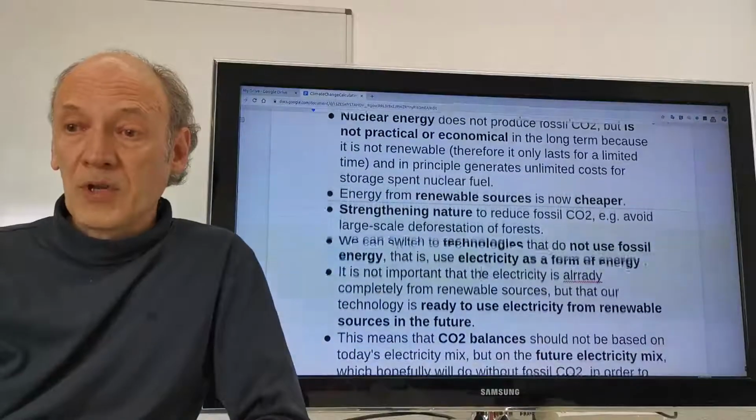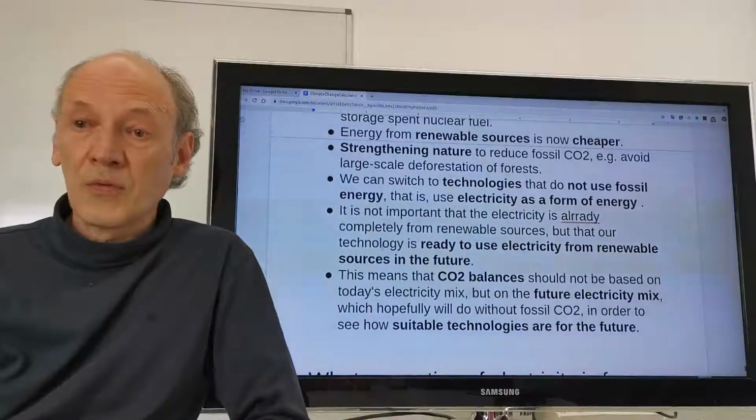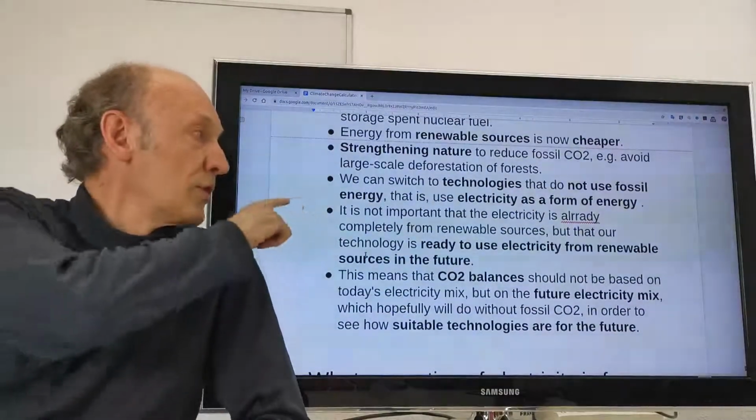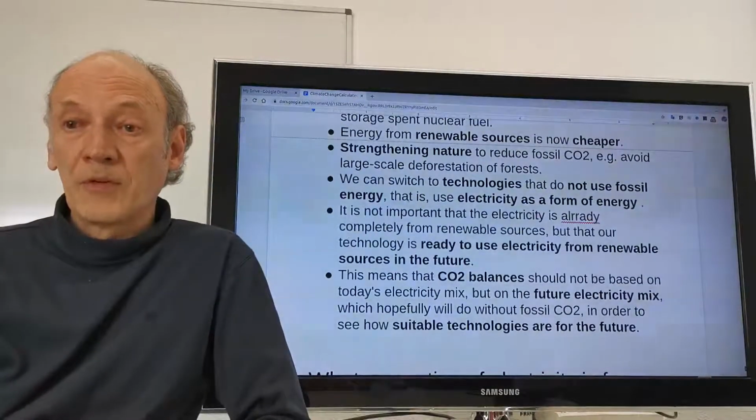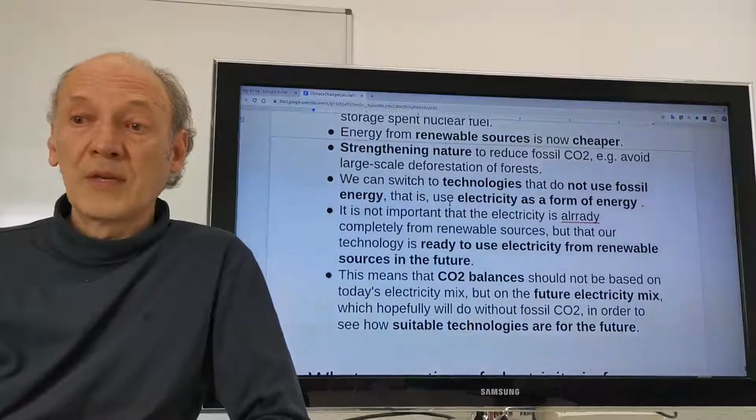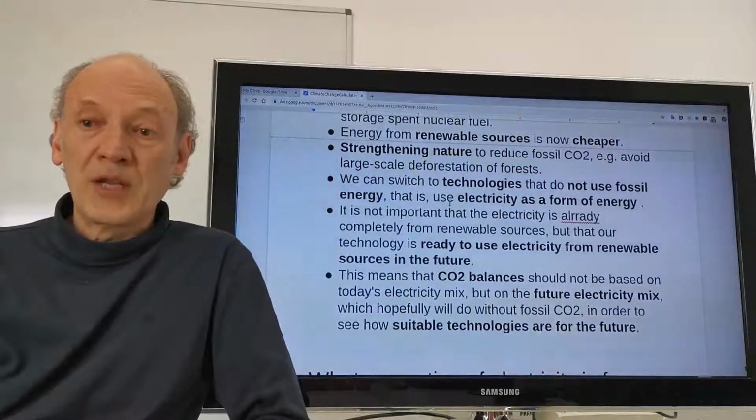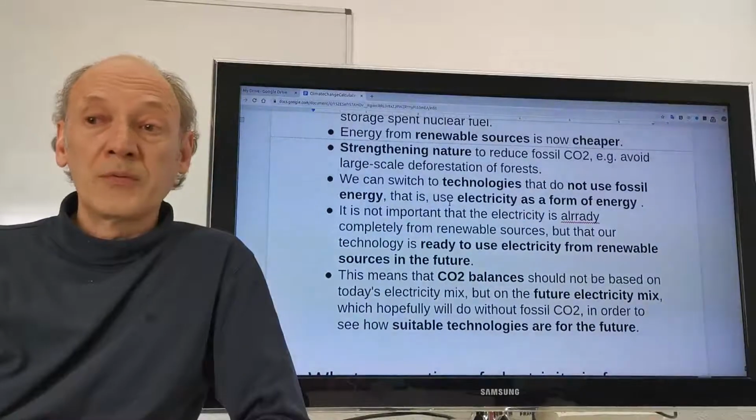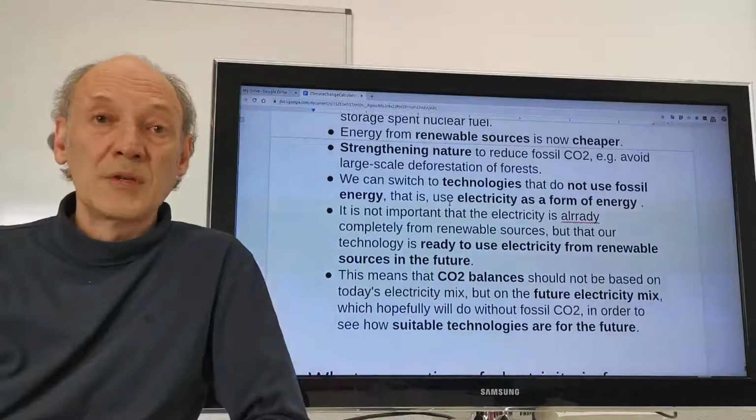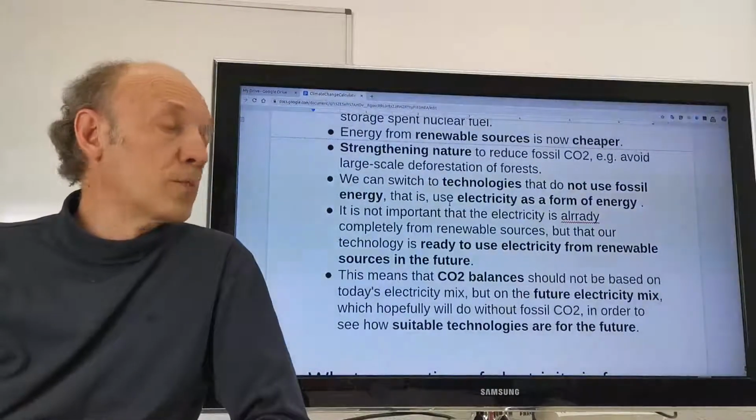So we can switch to technology that does not use fossil energy. This technology is already there. We just have to use it. So there is technology that uses electricity as a form of energy. Instead of gasoline or oil, we just have to use electricity, which comes from renewable sources.